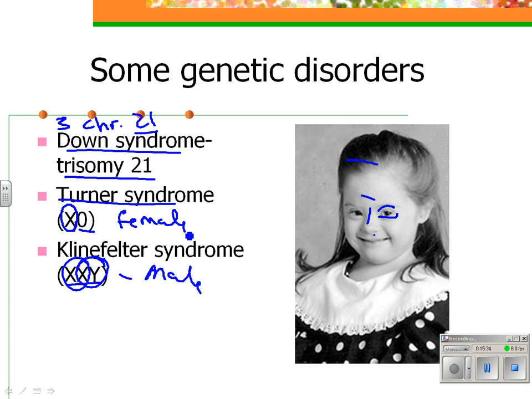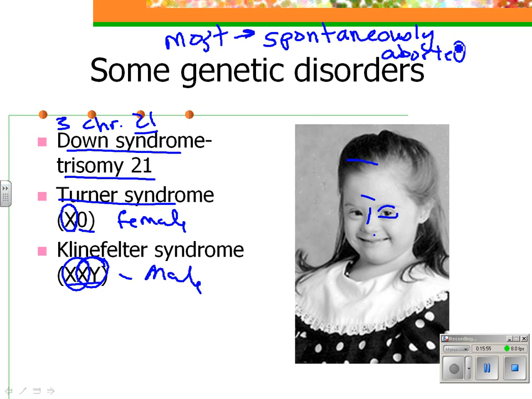There are no real other diseases that you can live longer than a year or two with extra or missing chromosomes. Most babies that have extra or missing chromosomes, most, are spontaneously aborted, which literally means a miscarriage. If your mom or your sister or your aunt had a miscarriage, they think that many times the baby had too many or too few chromosomes.